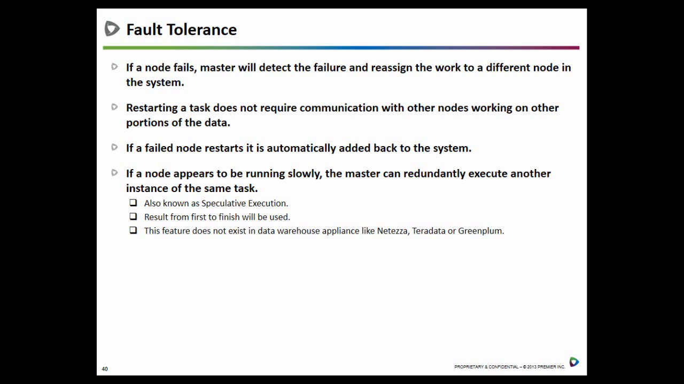I don't know of any other system in the data warehouse appliance world which does something like that, speculative execution. If something is slow, it will just go ahead and allow another mapper, another node, to perform the same task.